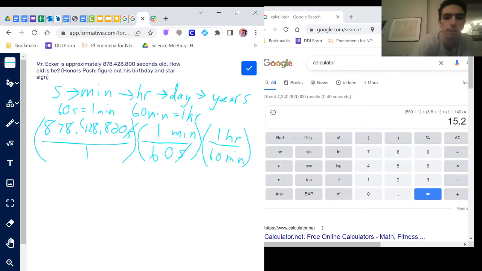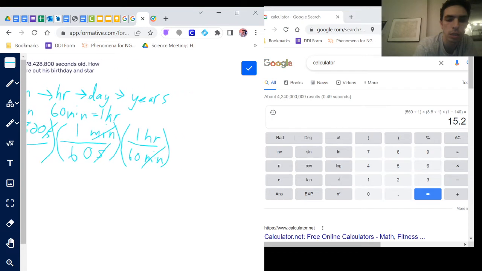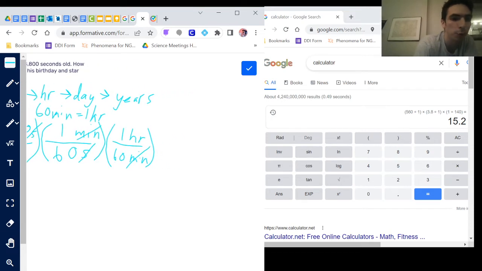And so I will do that. And now we can see our minutes cancel out. And so we're on track nicely. And I'm just going to have to scroll over a little bit so that we have room. And then we're going to get to days next.